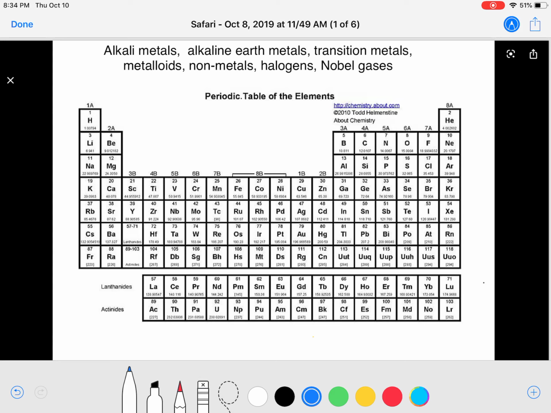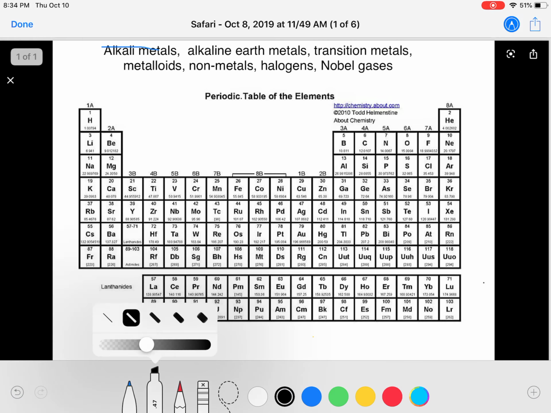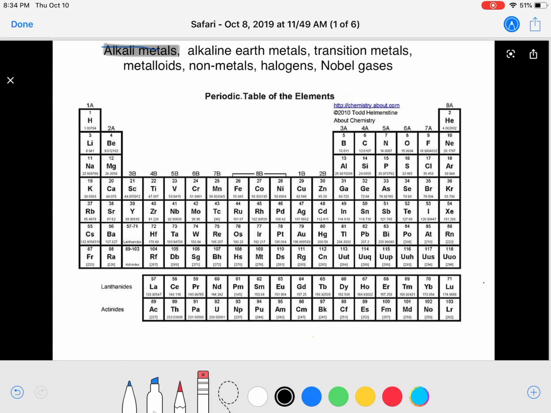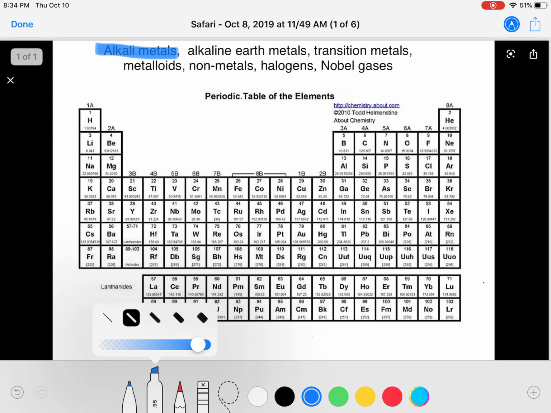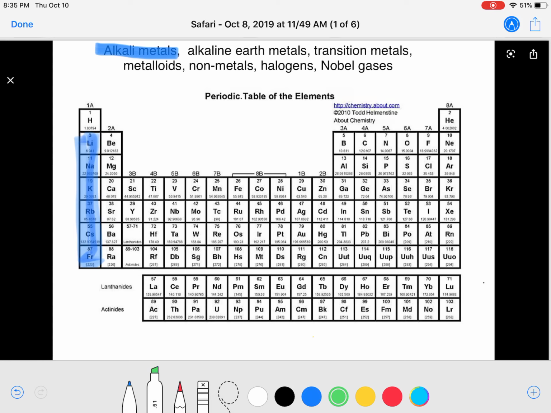So we're going to start with the alkali metals. So the alkali metals up here, and that's going to be our first row. So we're going to exclude hydrogen. We're not going to color in hydrogen for this one because that's a gas and not going to be included in our metals. So this is all in the first row. The next one that we have is our alkaline earth metals. That's going to be our second row.